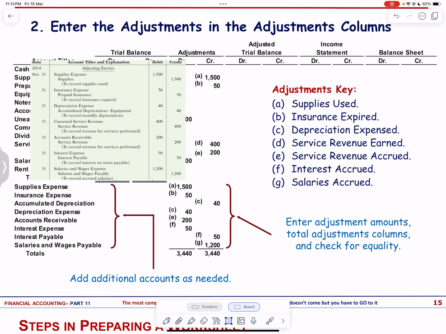You can see that these are the different adjustment entries we have done. There is an adjusting entry for the supplies, there is an adjusting entry for insurance expired, there is an adjusting entry for depreciation expense, service revenue earned, and service revenue accrued. Both of them are there. Then there is interest accrued and salaries accrued. So we have already made these adjusting entries, and let us see how they are going to be recorded in the worksheet.